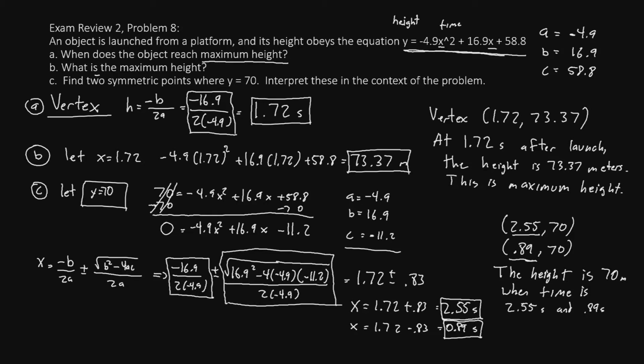Also, make sure that you add the units for the height. It is meters. Some instructors are fairly picky about that, so we want to make them happy. But our final answer will be that the height is 70 meters when the time is either 2.55 seconds or 0.89 seconds.